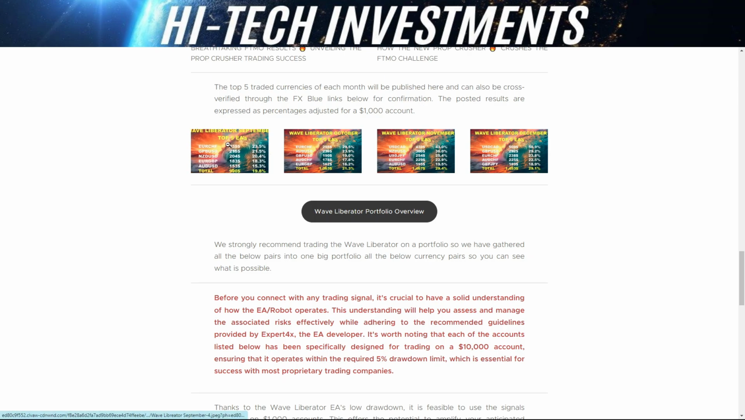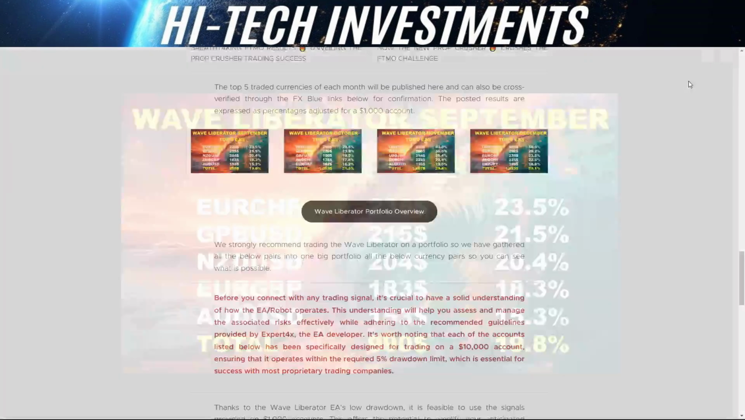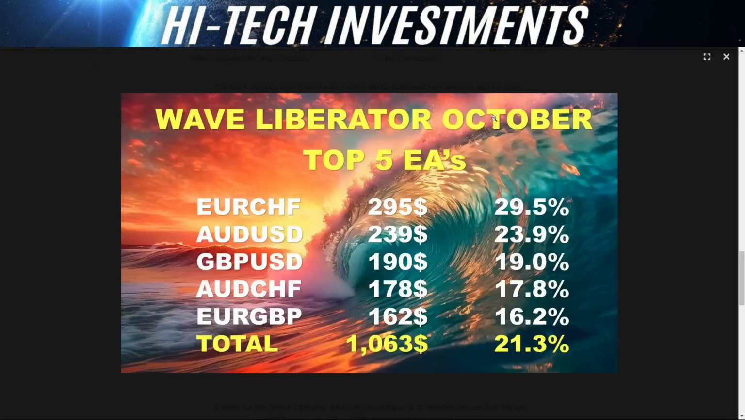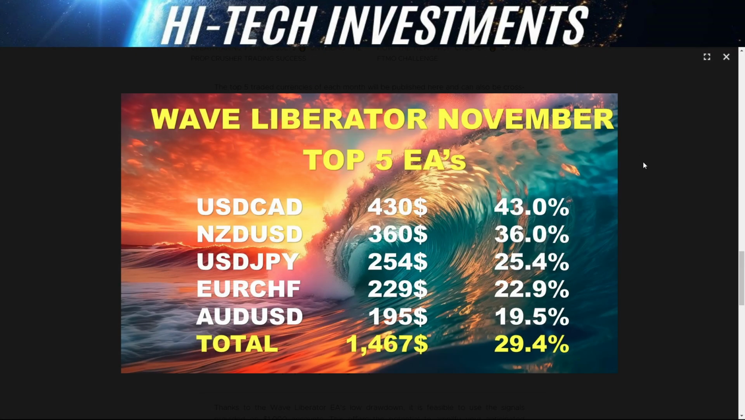And if we have a look, so this is now 4 months back, but this is for the months of September. You can see that they are doing pretty much 20%, so 23.5, 21.5. And on average, they actually done 19.8% in September. And then we have a look at October in here, again, more than $1,000 and 21.3% also for that particular month of October. November was extremely good, as we are also getting a few more EAs in.